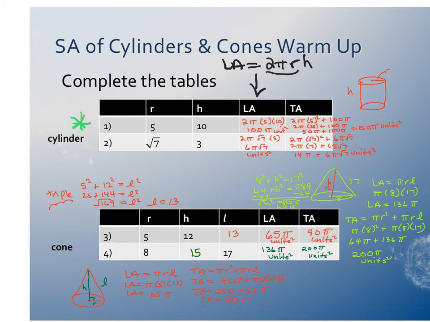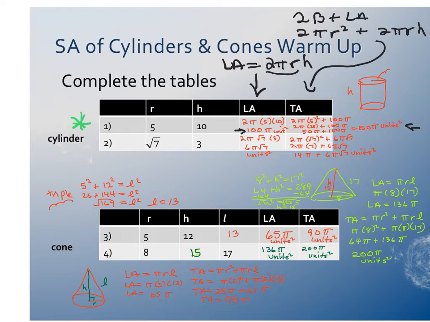And then for total area, remember, we're going to find the 2 base areas plus the lateral area. Remember, in a cylinder, the base is a circle. So 2 pi r squared plus 2 pi r height. And that's what we're using for total area. So the answer for number 1, lateral area, is 100 pi units squared. And for the total area, it's 150 pi units squared.